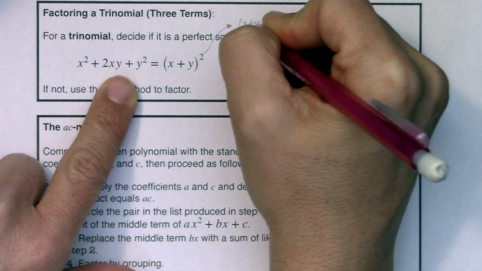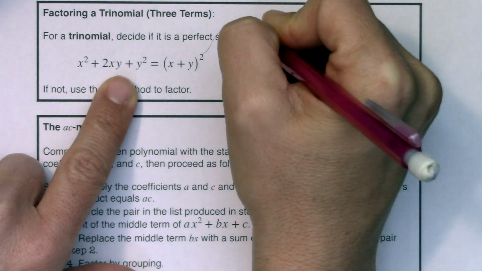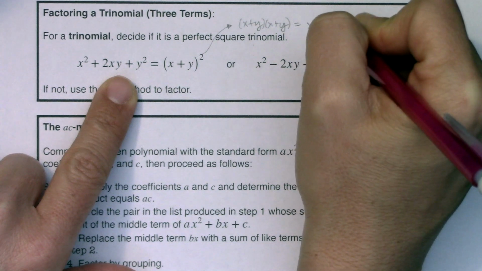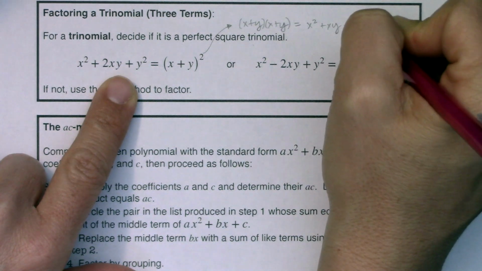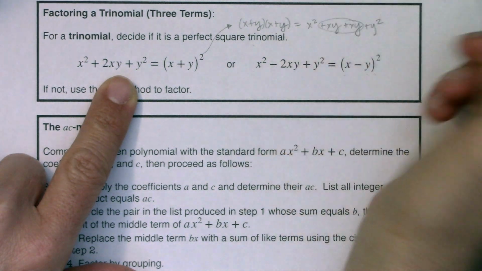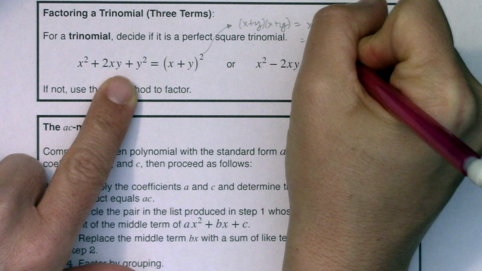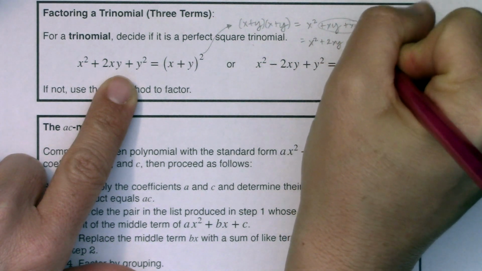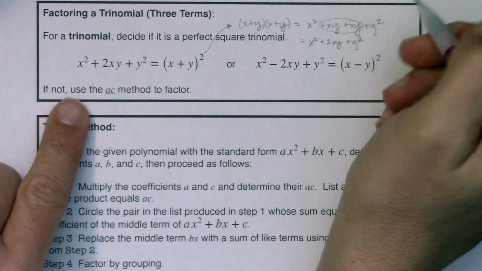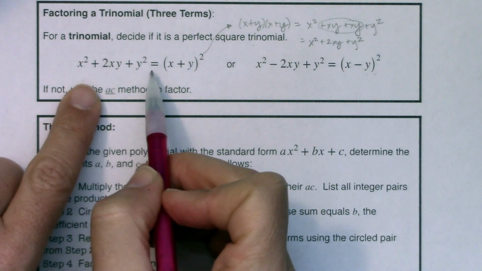So if I were to FOIL this, first would be x squared, right? Outer would be x times y. Inner would also be x times y. And last would be y squared. And outer and inner are like terms, so I could simplify this to x squared plus 2xy plus y squared, because 1xy and 1xy is 2xy. So that's where this formula is coming from.